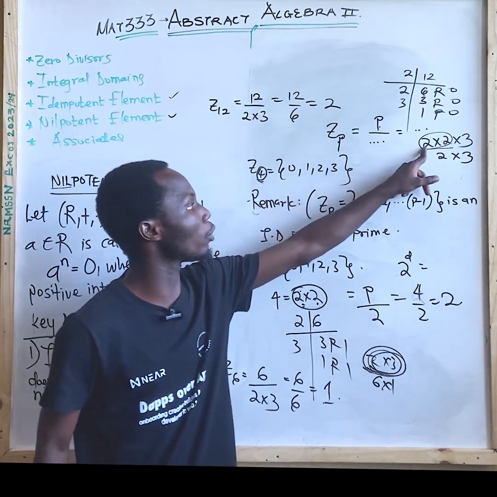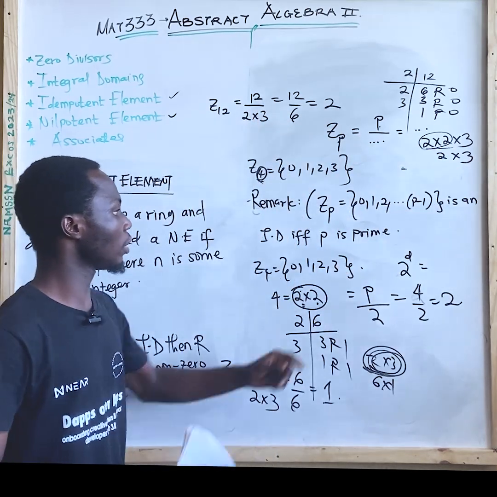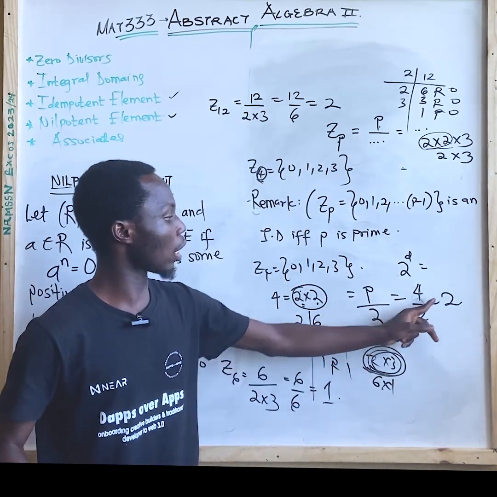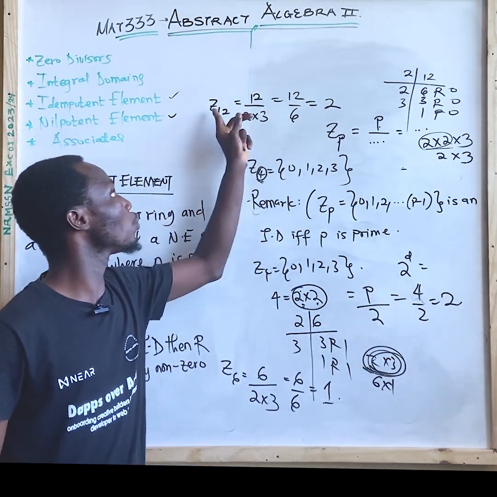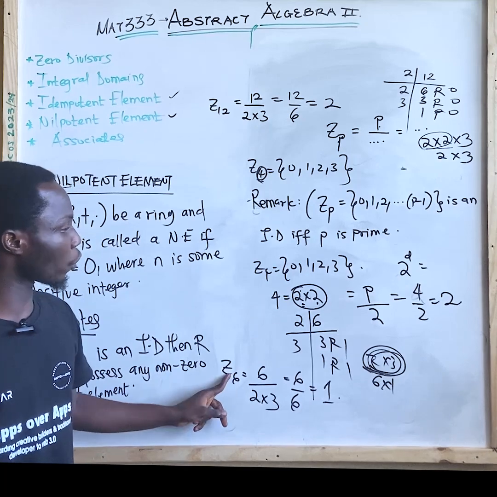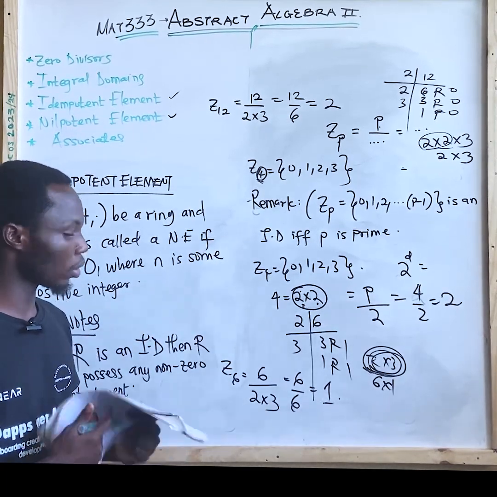So take note of what I said there. When a number occurs more than once, you just pick one. This formula that we are using tells us the number of nilpotent elements we are going to have. So it cannot exceed 2 for Z12, cannot exceed 1 for Z6, and 2 for Z4.